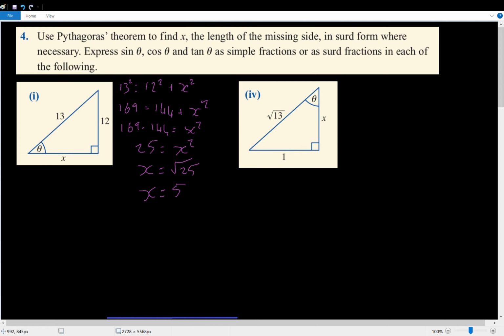Okay, so now that we know the value of x, we've got to work out the sine, cos, and tan of theta from this triangle. So we have x equal to 5 in here. We'll start off with the sine of theta. In a right angle triangle, the sine of an angle is the measure of the side opposite to the angle over the hypotenuse of the triangle. In this case, it's going to be 12 over 13.